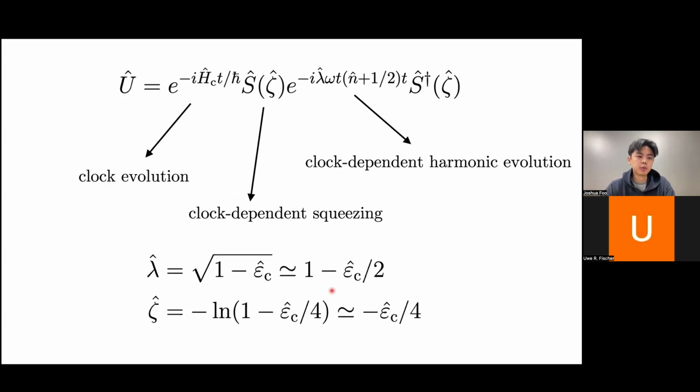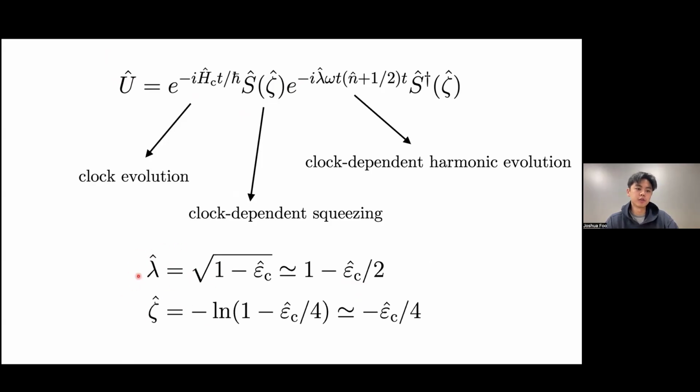So these parameters are given by this, and this basically can be solved analytically, which is how we arrived at this decomposition. But lambda here is essentially responsible for changing the natural oscillation frequency of the harmonic motion of the clock in the trap. Since it also depends on epsilon c, we'll see how it induces a frequency shift in the clock evolution as well.